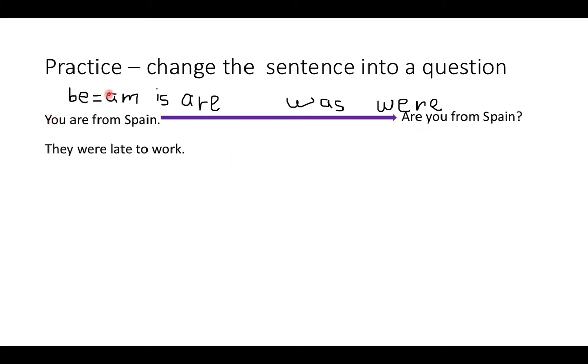So again, what we need to look for is who we're talking about, and am, is, are, was, or were. And we see that were is right here, and the person we're talking about is they. And what's nice about these sentences is that they'll always be the first two words right here. When you have a sentence like this, so it turns into, were they late to work?